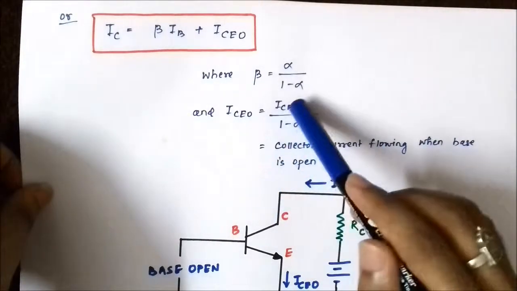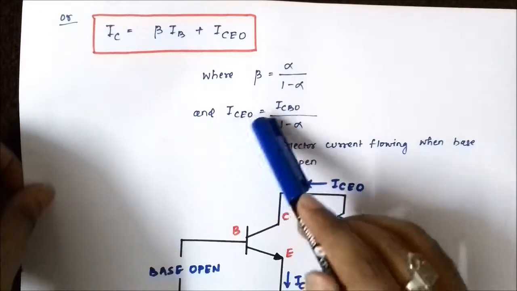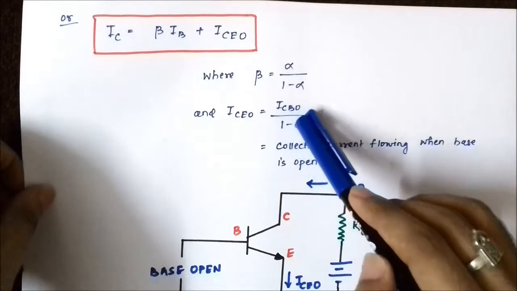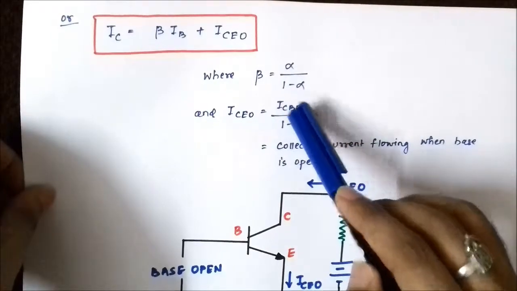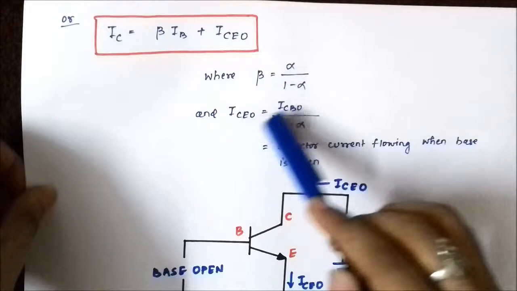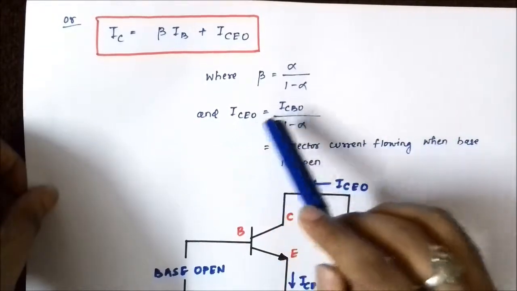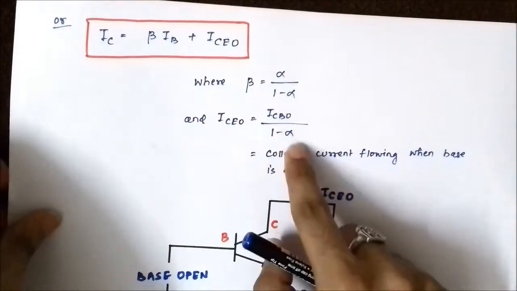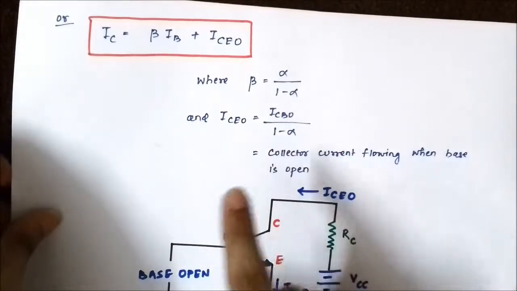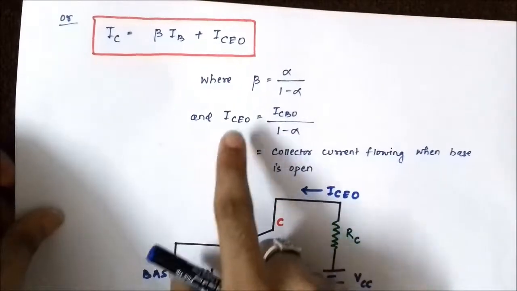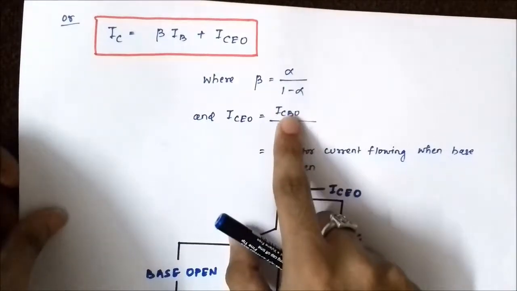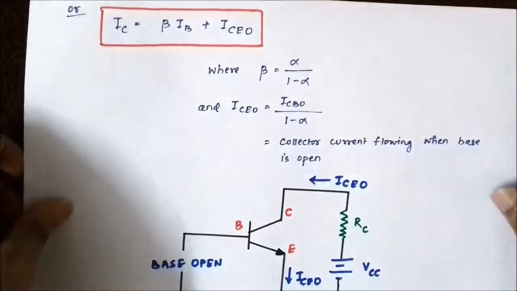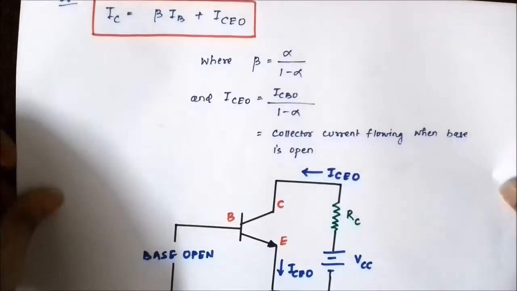Okay, do not get confused by these terms. ICEO is the leakage current for common emitter configuration. ICBO is the leakage current for common base configuration. This is the interrelationship between leakage currents of common emitter and common base configuration. Okay, ICEO is equal to ICBO by 1 minus alpha. So this ICEO is actually the collector to emitter current with the base terminal open.